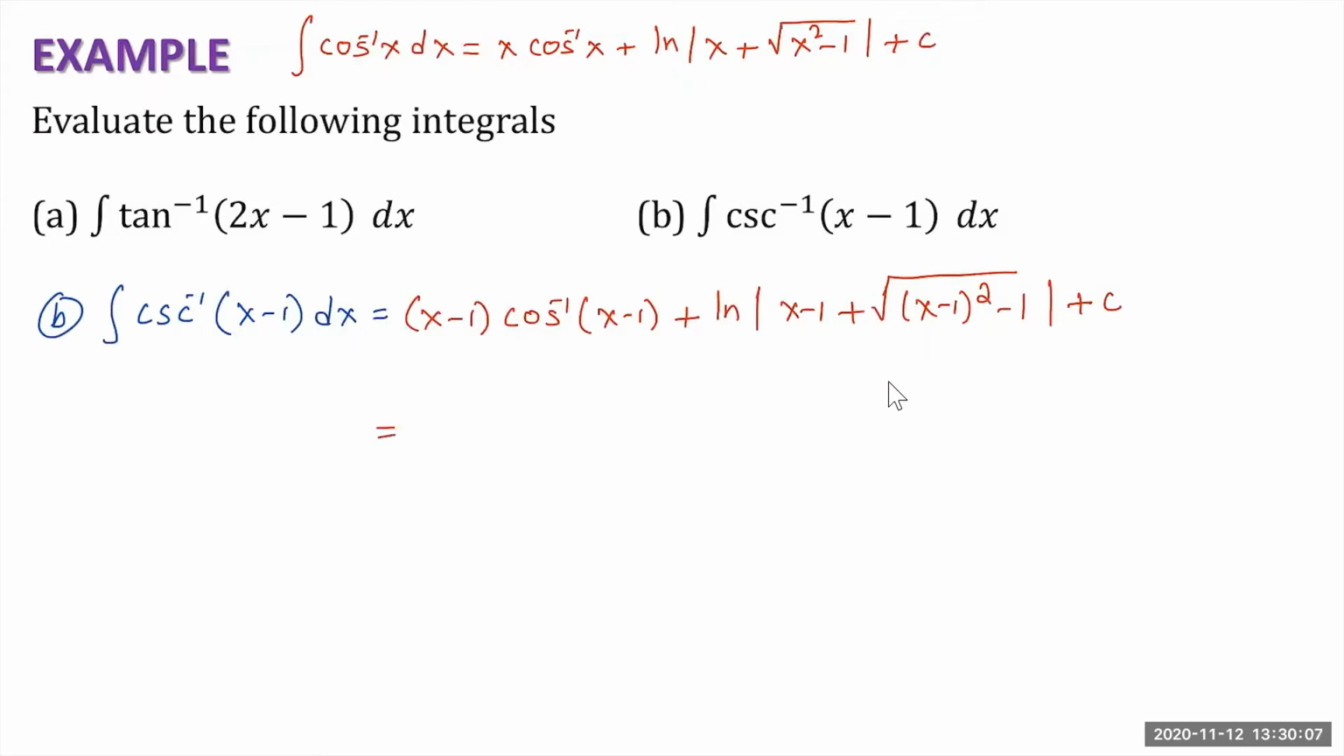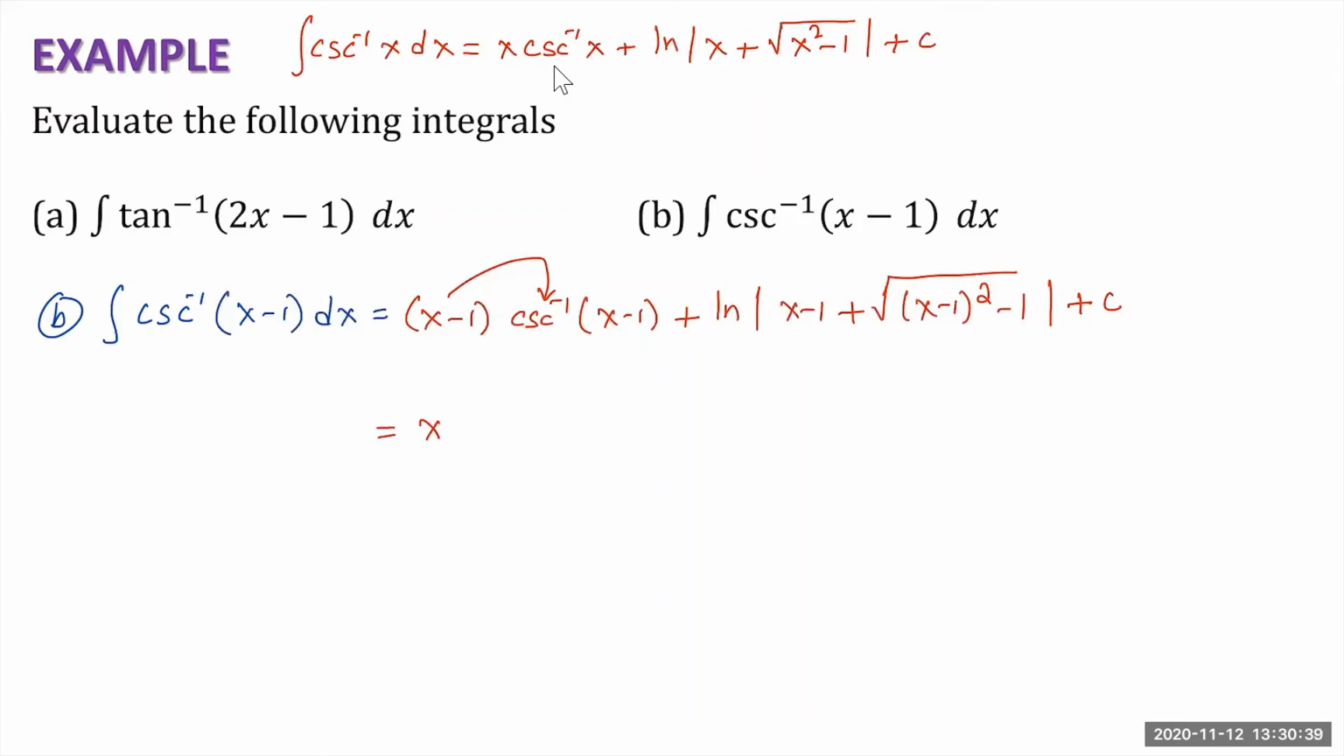If you distribute this x times cosine inverse, it will be x times, oh, hold on, I am writing cosine inverse. This is not cosine inverse. This is cosecant inverse. Look at that. Because I am using the formula for the integration of cosecant inverse. So that was the writing error. Cosecant inverse. So this is cosecant inverse.